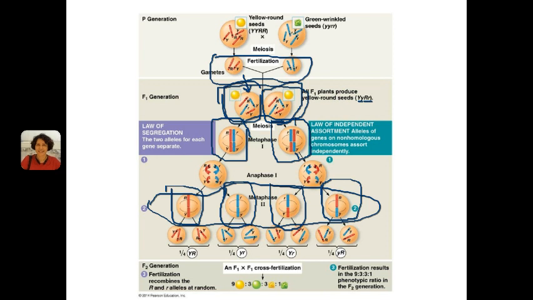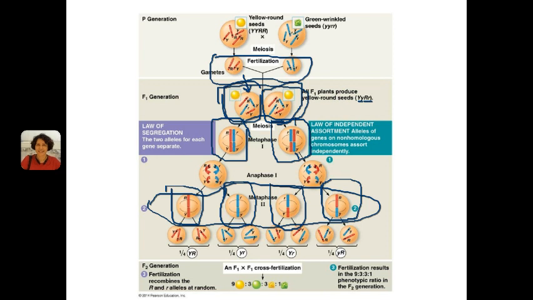That is independent assortment. It doesn't matter if you have a capital R and a capital Y, or a capital R and a little y together. As long as your gamete has one R and one Y, you can have any possible combination. Notice that none of these gametes has a combination that's like RR or YY. It is exactly one R and one Y, and you need to have one of each.